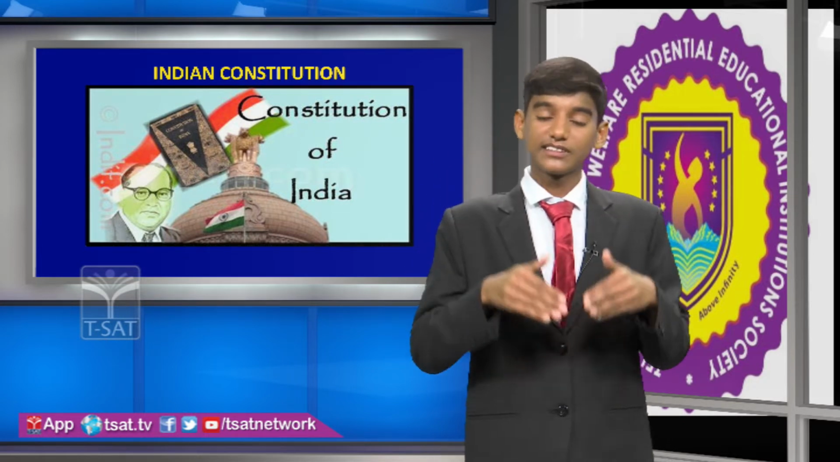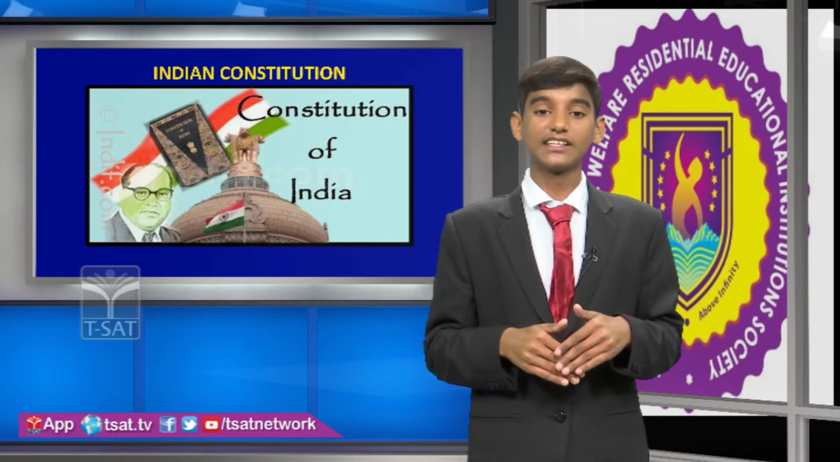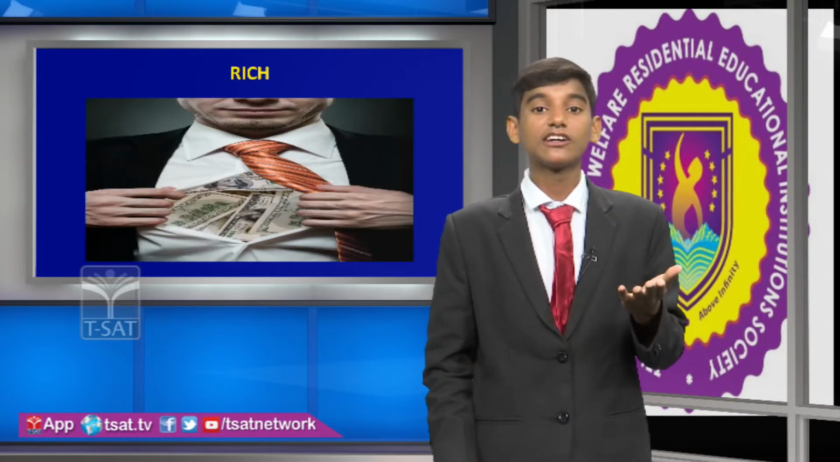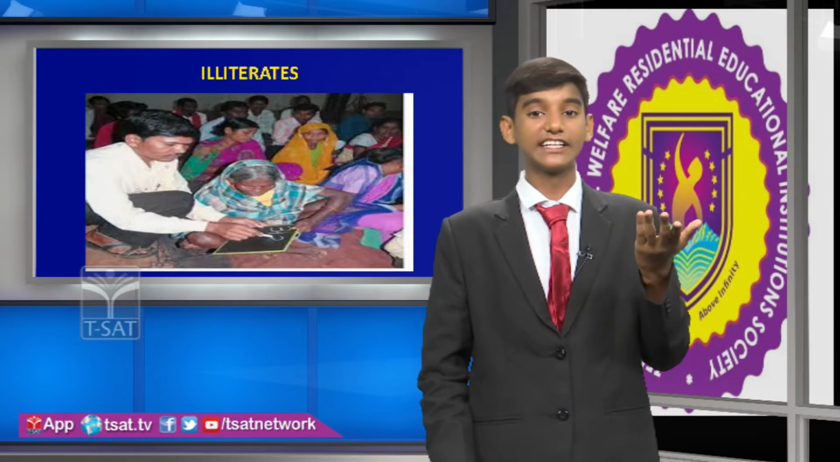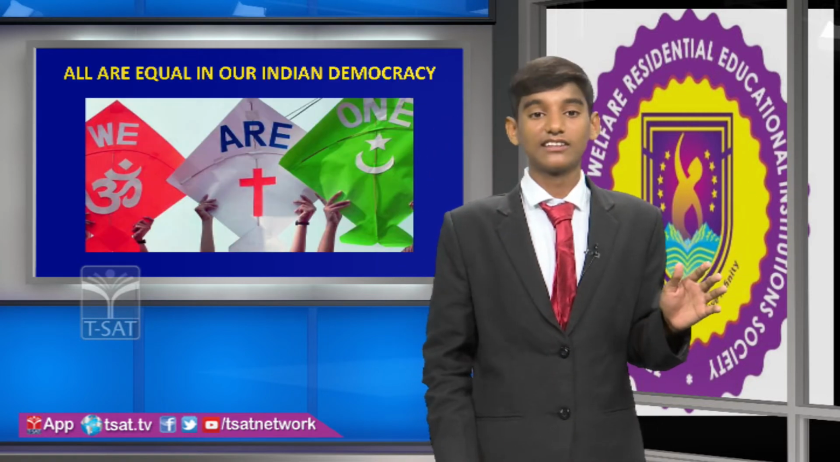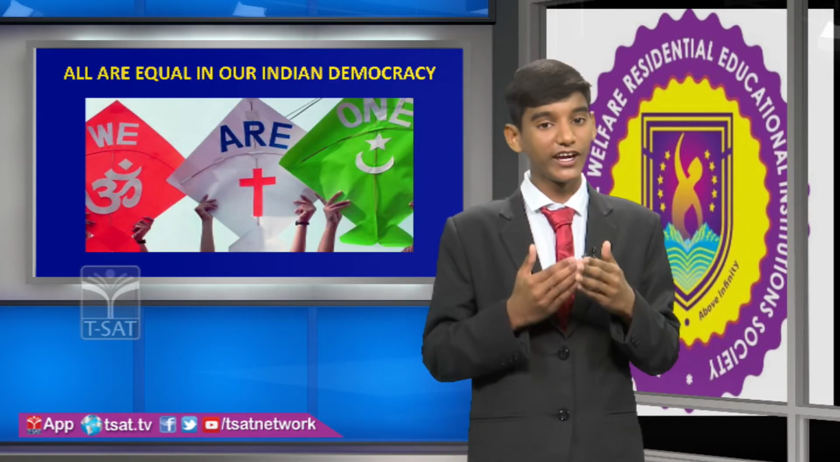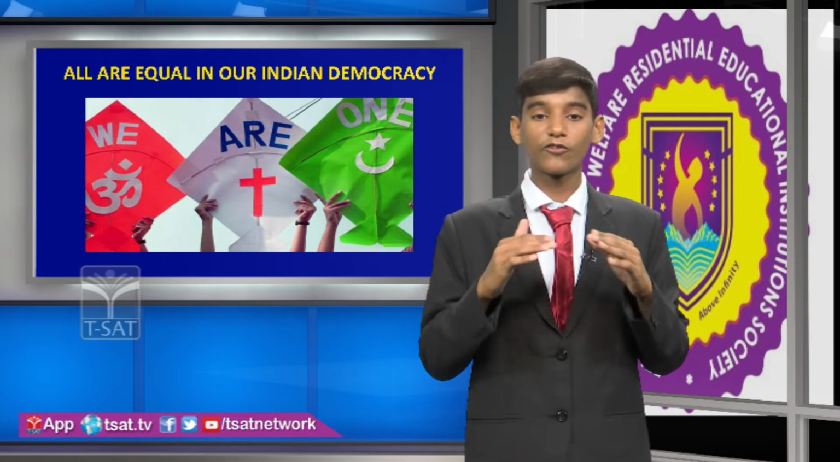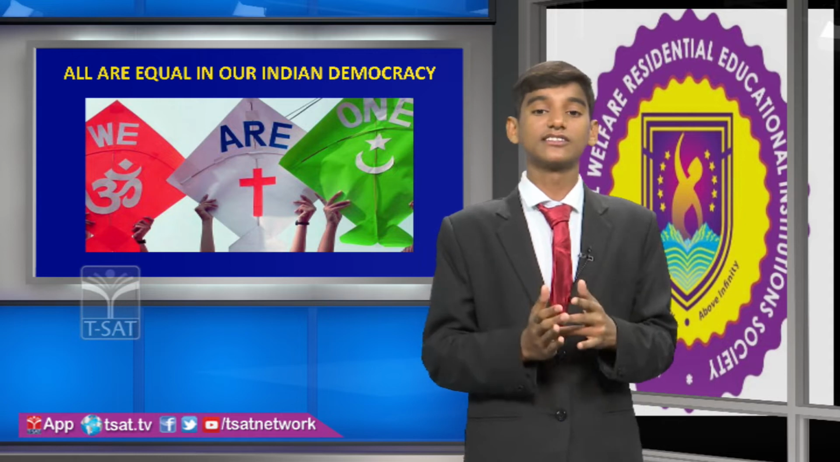In this representative democracy, all the adults, whether men or women, rich or poor, literate or illiterate, officers or beggars, all are equal. Thus, a free and fair election of representatives is the basis of our democratic system.